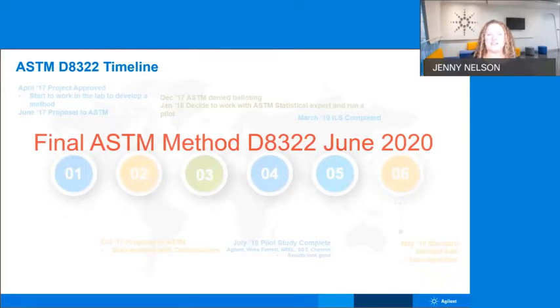So you can see that this just brings a smile to my face because I started working on this project probably back in 2014. So I'm very happy now to see that the ASTM has accepted the MPAES method.